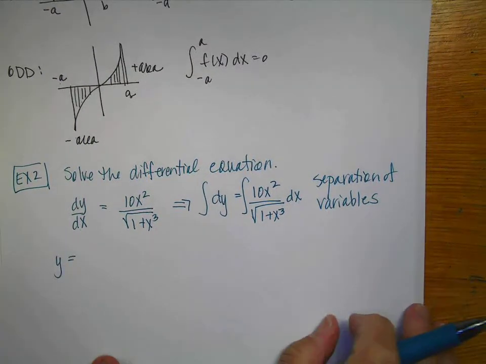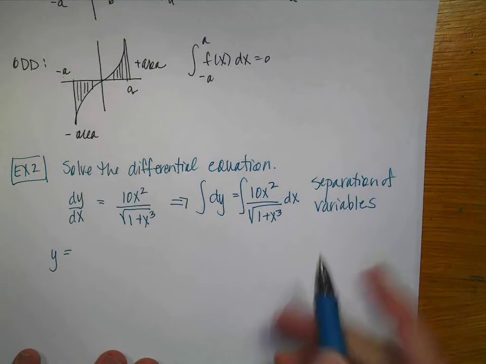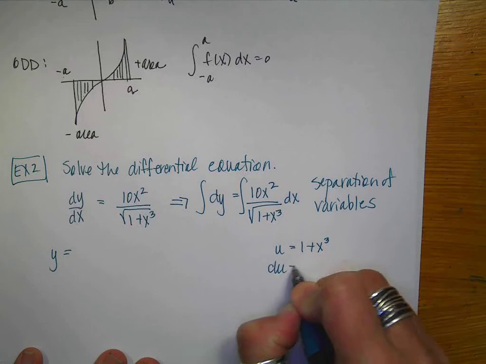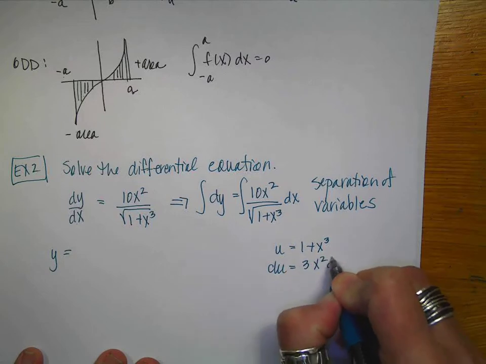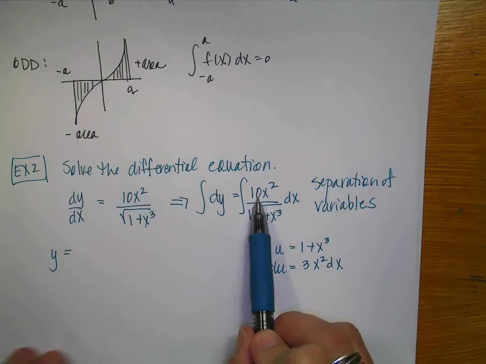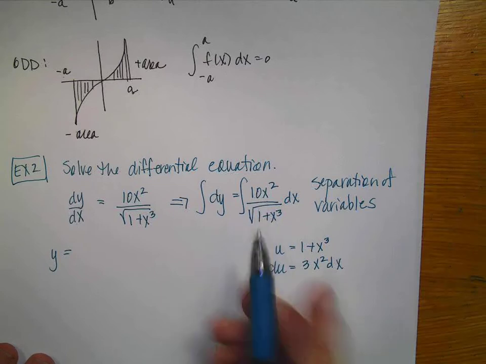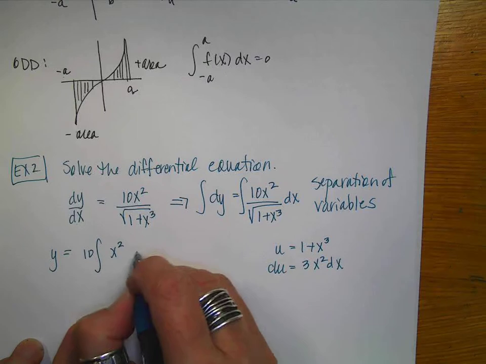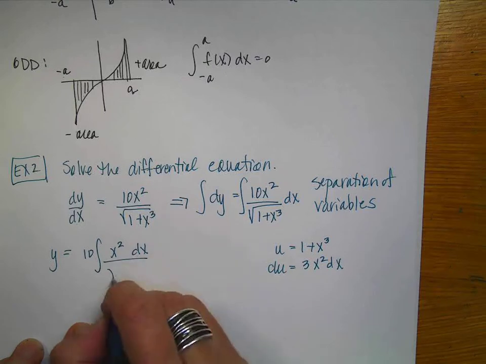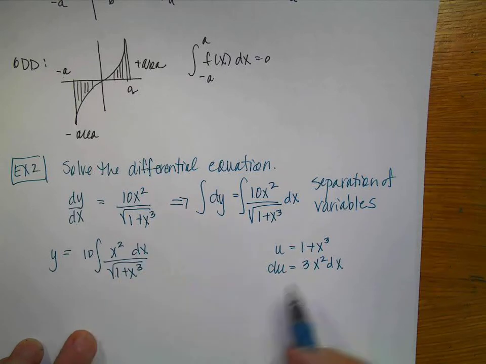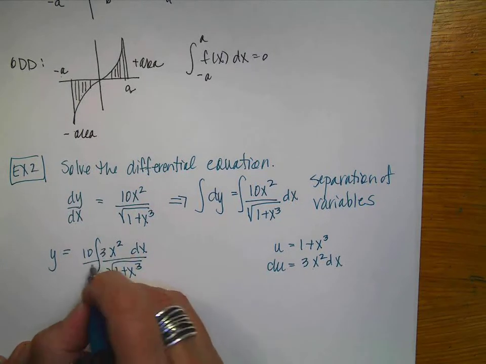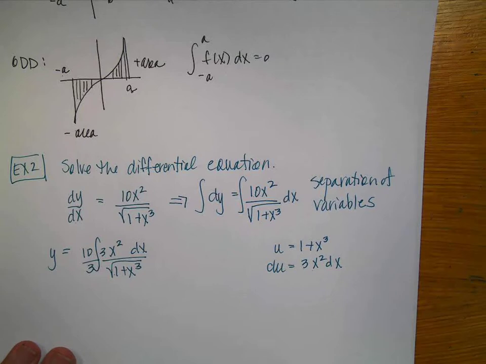And now I have some math to do over here. So I'm going to have some U substitution to do. I'm going to let u equal 1 plus x cubed. My du is going to be 3x squared dx. So the 10's a problem child. We're going to move him. So I'm going to start by writing this as 10 times the integral of x squared dx over the square root of 1 plus x cubed. When I did my U substitution, I need to introduce a 3 on the inside, so I divide by 3 on the outside. It's just polite if you move the 10 first.